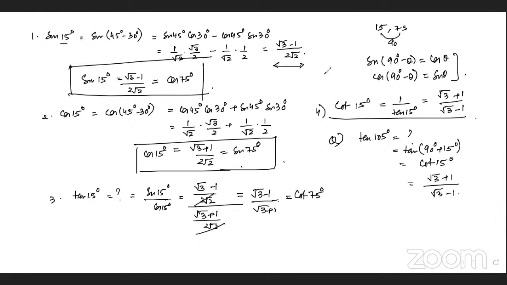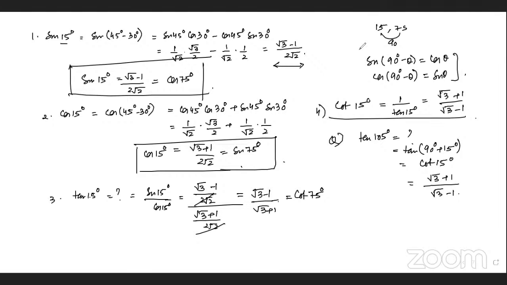How did this come? Where did 1 minus root 3 come from? 1 second. What is tan 15 equal to? Sin 15 upon cos 15, that is root 3 minus 1 upon 2 root 2 over root 3 plus 1 upon 2 root 2, so root 3 minus 1 upon root 3 plus 1. And cot 15 is equal to 1 upon tan 15, that is root 3 plus 1 upon. 1 second. Did we make a mistake? Have we written it wrong? Shishir says root 3 plus 1 upon 1 minus root 3.